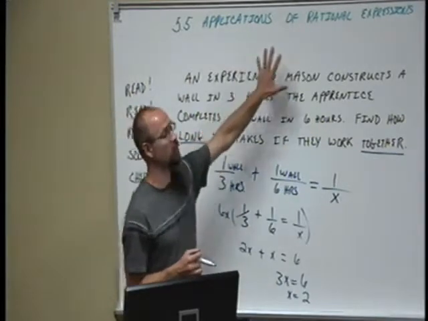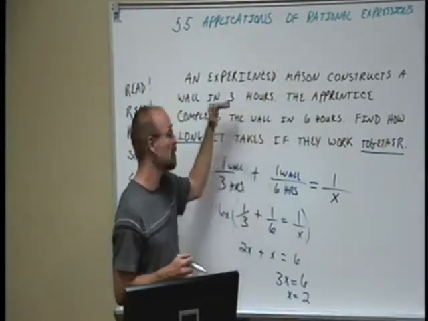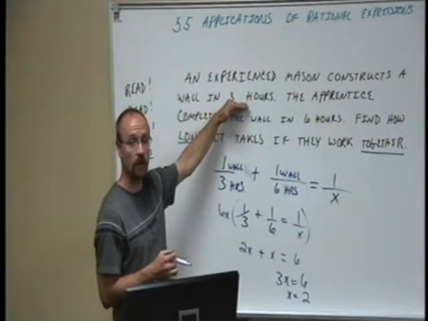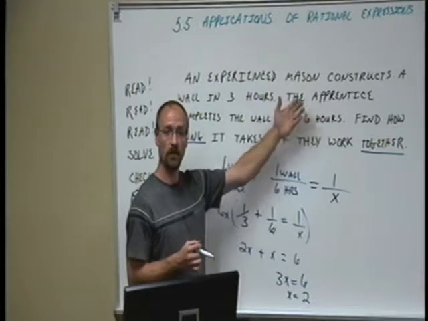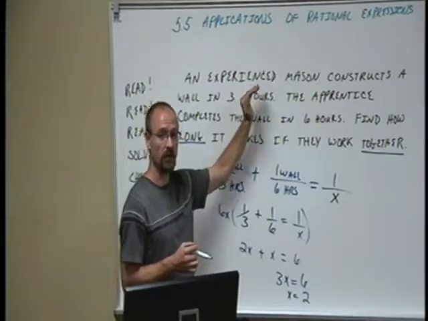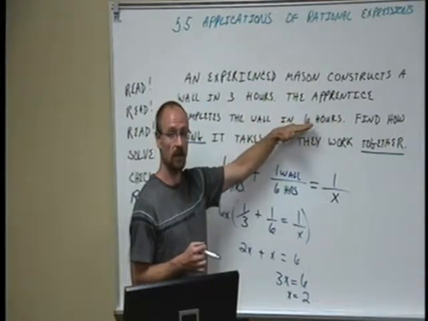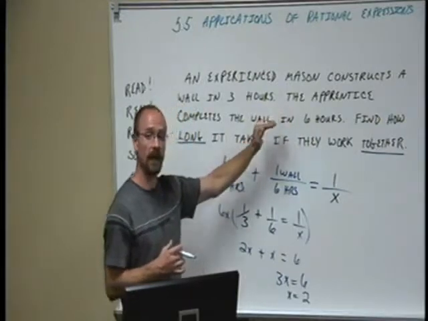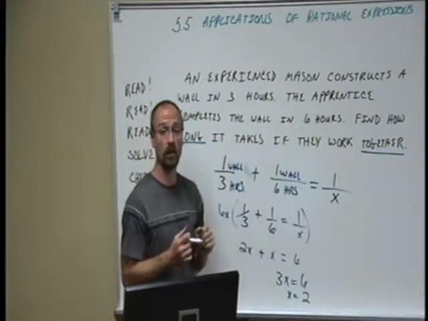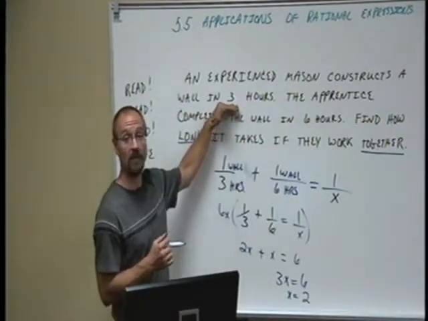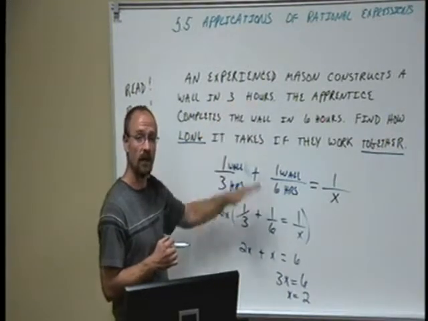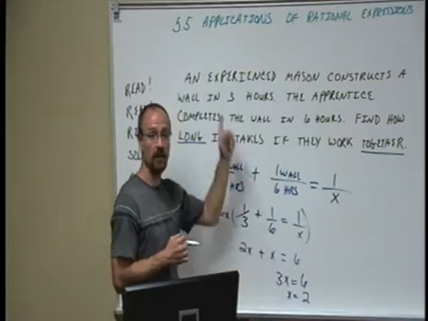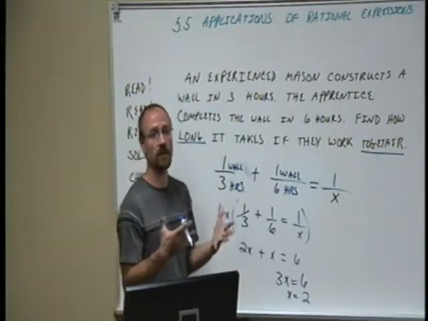An experienced mason, since he's experienced, can do the wall in 3 hours, and the apprentice can build the wall in 6 hours. So it makes sense. He's faster because he's more experienced; the apprentice is slower, less experienced. If they work together, we have 2 people working on the job. It should be less time than if the experienced mason worked alone. Is our answer less than the experienced mason's time? Yes. So it makes sense.